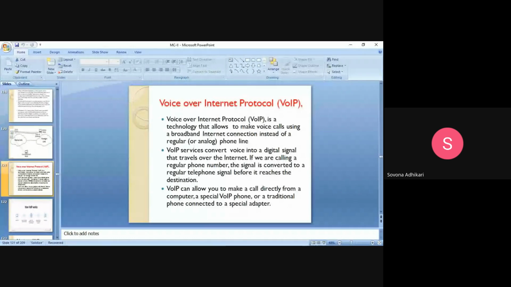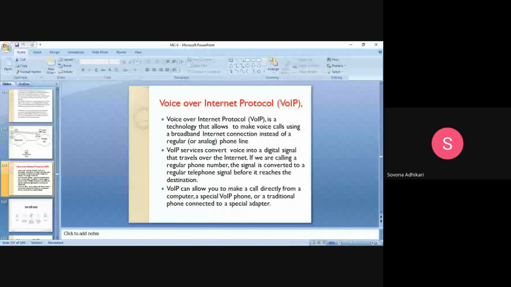So when we are calling using a regular phone number, the signal is converted to a regular telephone signal before it reaches the destination. So first it is converted from analog to digital, and again at the destination side it is converted from digital to analog signal.